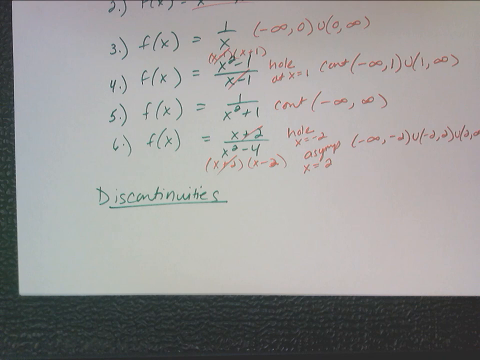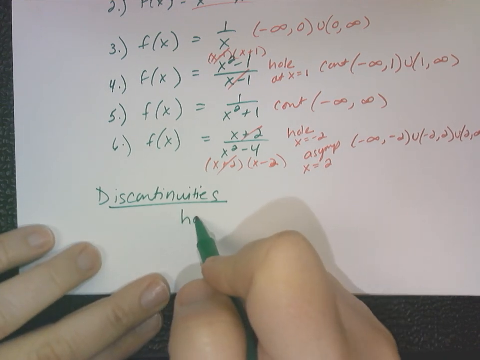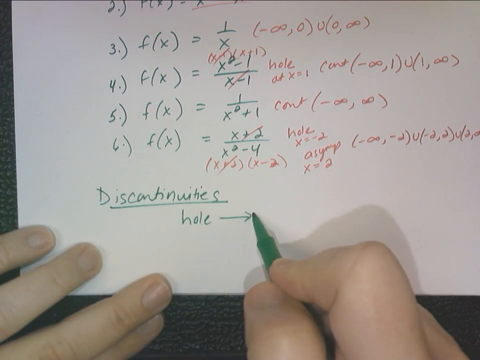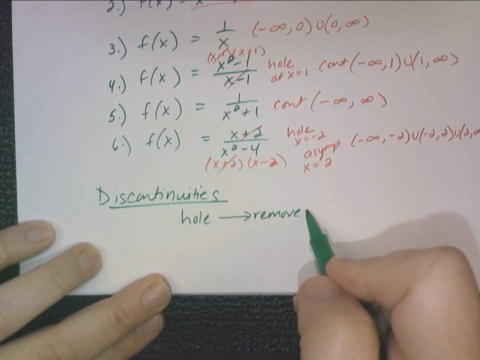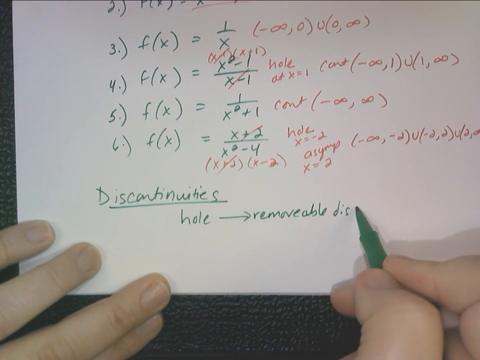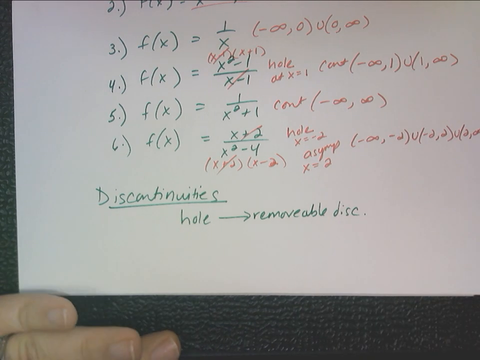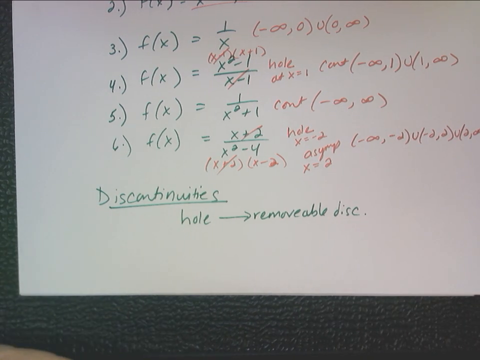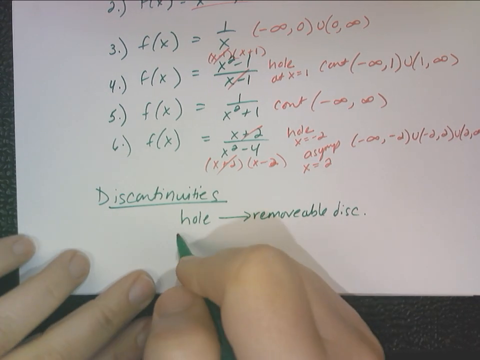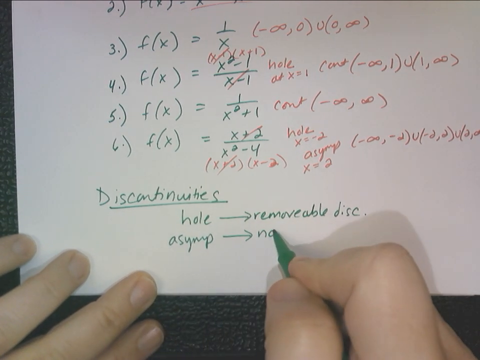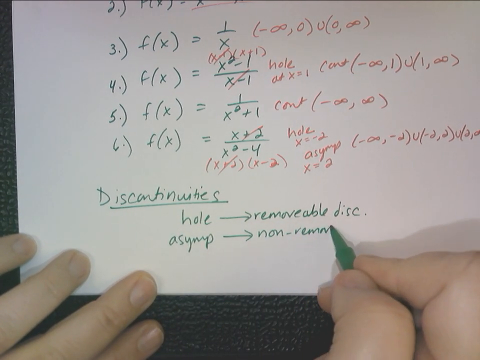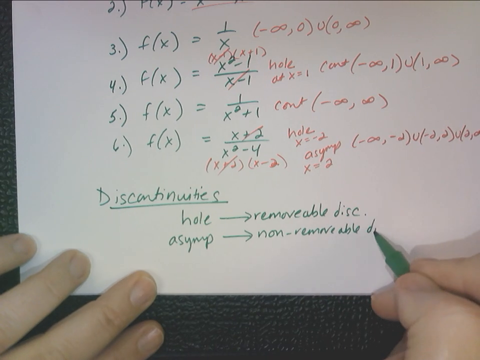Okay? You need to know the following. No longer are we going to call it hole in calculus. We're now going to call it a removable discontinuity. That's what we're going to call it. Yay! Why? I don't know. And no longer shall we call it asymptote. No, we shall now rename it to non-removable. What? Why? I don't know.